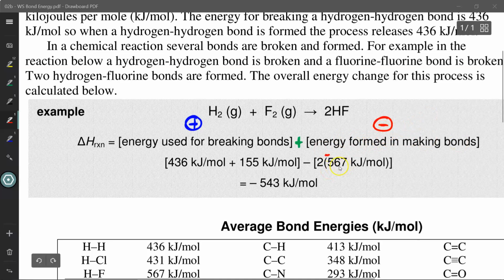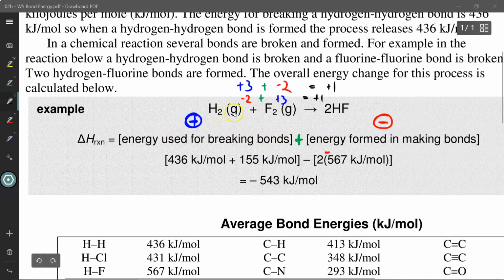And so this bond energy would then be a negative 567 kilojoules per mole, which you have to multiply by 2. Once you do this, it won't matter if you had switched these two variables by accident. So as an example, positive 3 plus a negative 2 gives you positive 1. But what if I switched it by accident on a test and I said, oh, is it making bonds plus breaking bonds? It doesn't make a difference because negative 2 plus a positive 3 is still positive 1.